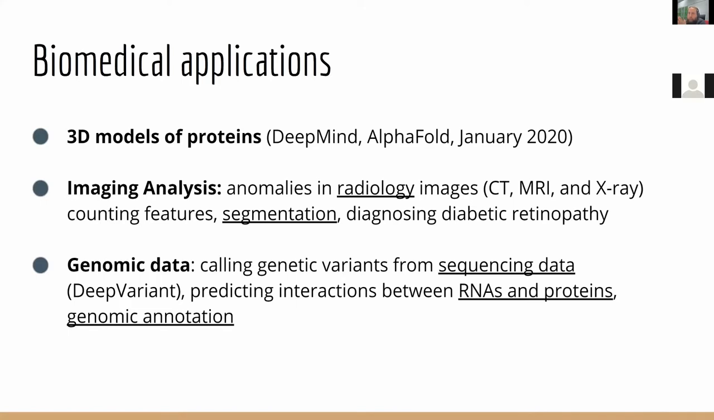I know it's kind of a big field, but definitely this is not an exhaustive list. There are hundreds of papers on deep learning applied in biology or biomedical sciences. There have been big advances in 3D modeling of proteins. Imaging is a big field, finding, for example, tumors or abnormal tissues from scans. And in genomic data, using sequences to find genetic variants or predicting binding between RNAs and RNA proteins, annotating genes, this type of stuff.